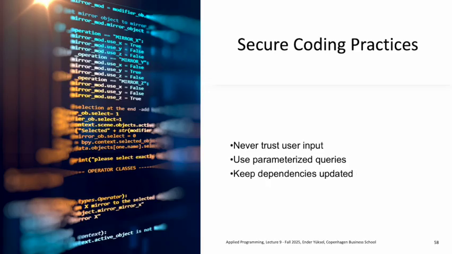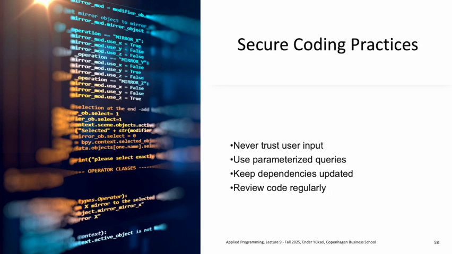Third, keep your dependencies updated. Your project relies on libraries and packages, like Angular modules or NuGet packages in ASP.NET Core. These packages can have vulnerabilities. Regularly check for updates and apply them. Tools like npm audit and dotnet list package with the parameter --outdated can help you identify outdated or vulnerable packages.